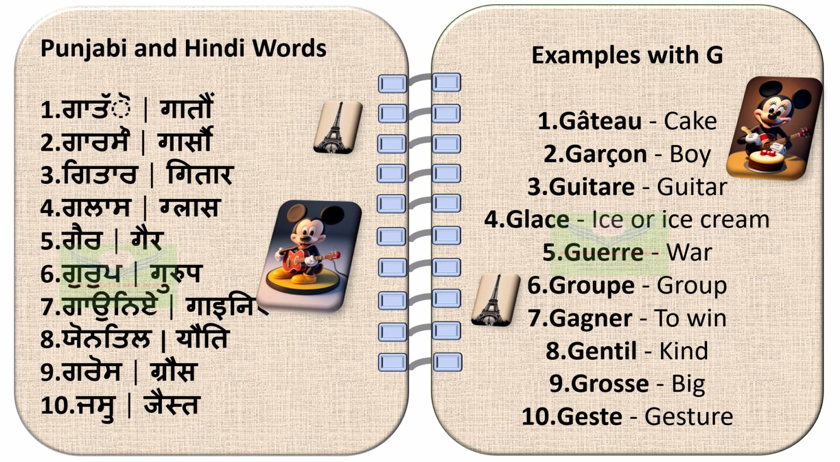Right? So let's pronounce them together. Gâteau. Garçon. Guitar. Glass. Guerre. Groupe, gagner, gentil, grosse, geste. Very good. Keep up the practice well. Let's move on to the other page.